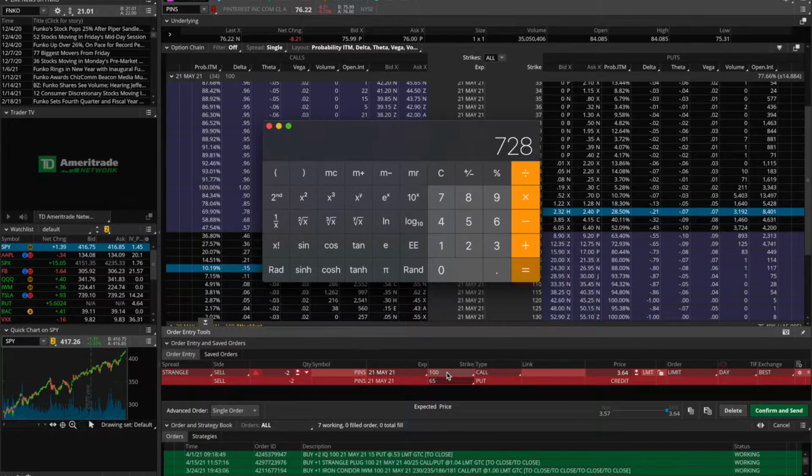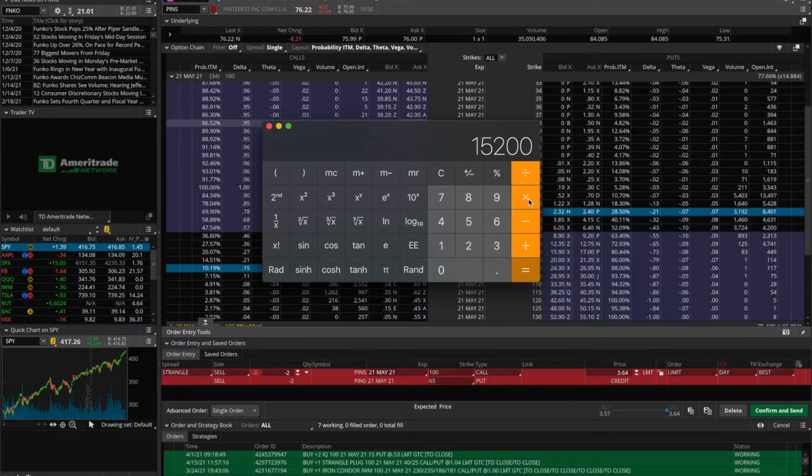And then conversely, if Pinterest sells off and ends up below $65 per share by the expiration date, that means I'll have to purchase 200 shares of stock at a price of $65 per share. So given that right now Pinterest is trading for 76 bucks per share, that means the total notional value of this position at the moment is 76 times 200, which is $15,200. That's a fair amount of money.